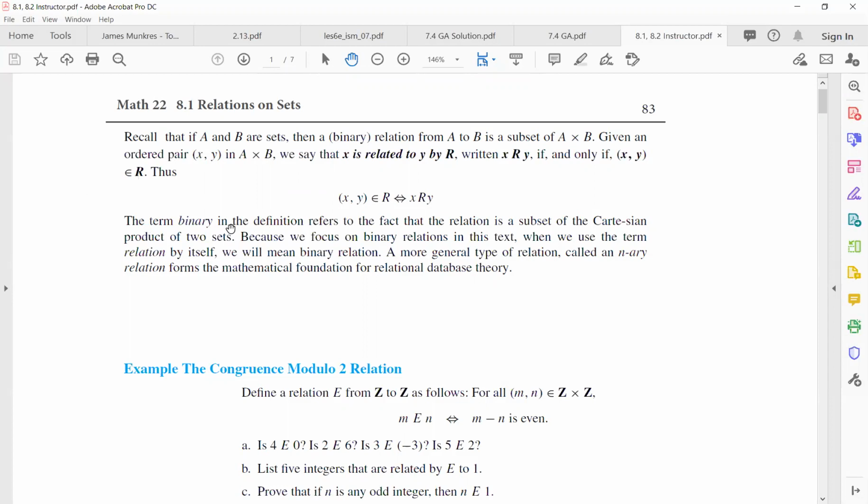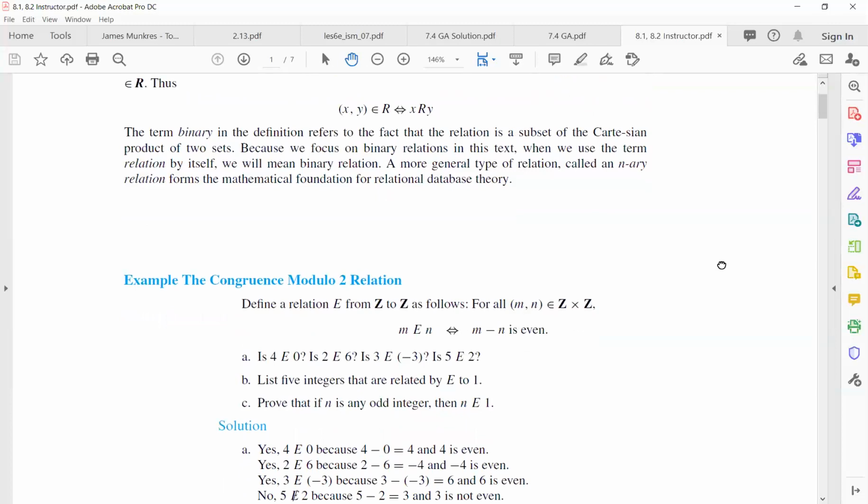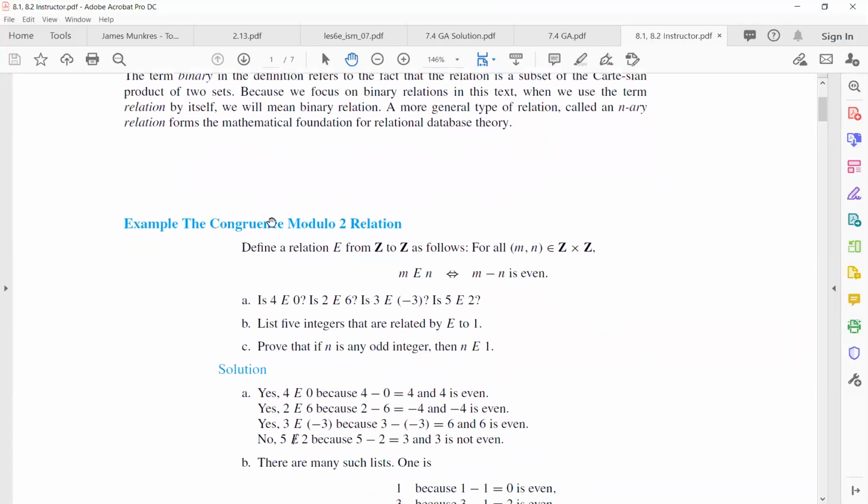The term binary in the definition refers to the fact that the relation is a subset of the Cartesian product of two sets. Because we focus on binary relations in this book, when we use the term relation by itself, we will mean binary relation. Let's go over some examples to see what's going on here.